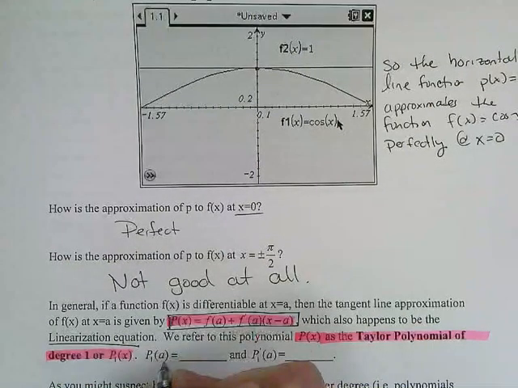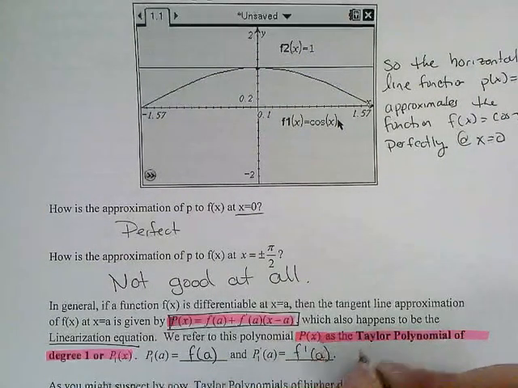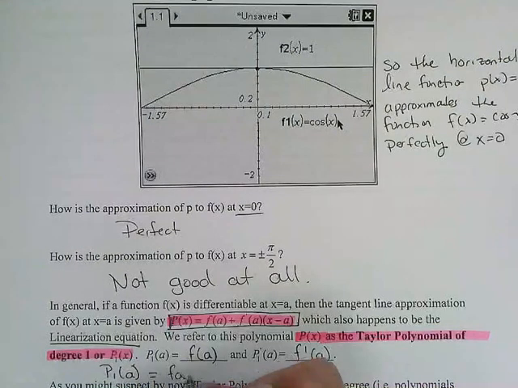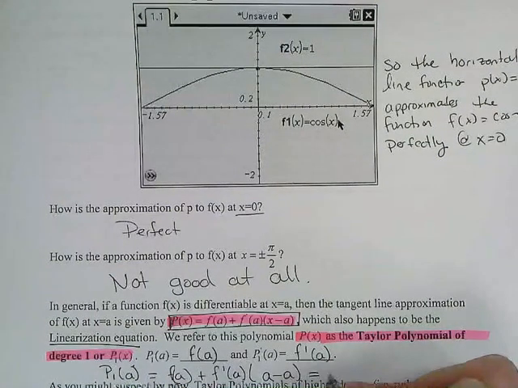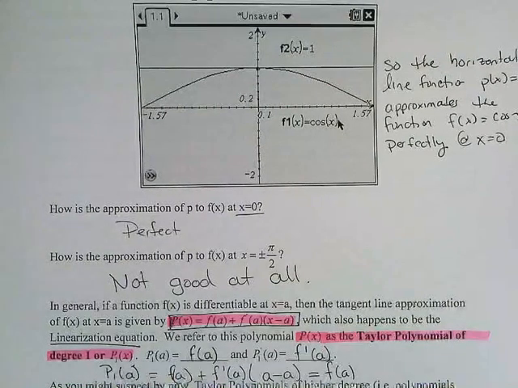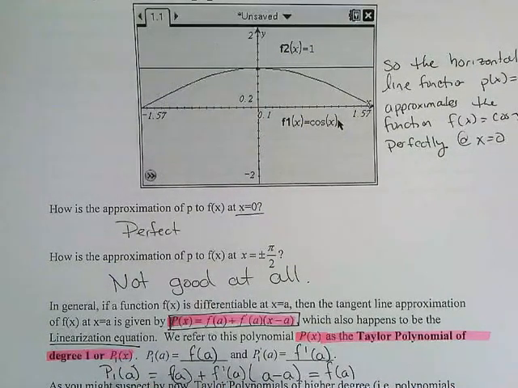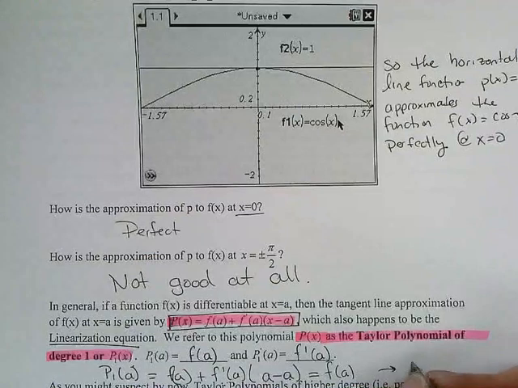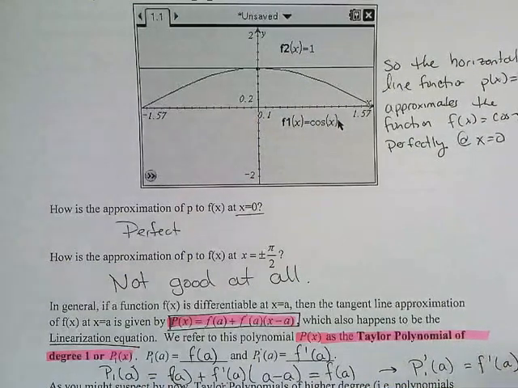So basically p1 of a is just f of a, and p prime of a is just f prime of a. Okay? So basically the idea is this: p1 of a is equal to f of a plus f prime of a times a minus a, which gives us f of a. And this is just referring back to it as a linearization equation, right? A minus a is what? 0, times this is 0. So we end up with p1 of a is equal to f of a. Okay? And then therefore p prime of a is equal to also f prime of a.